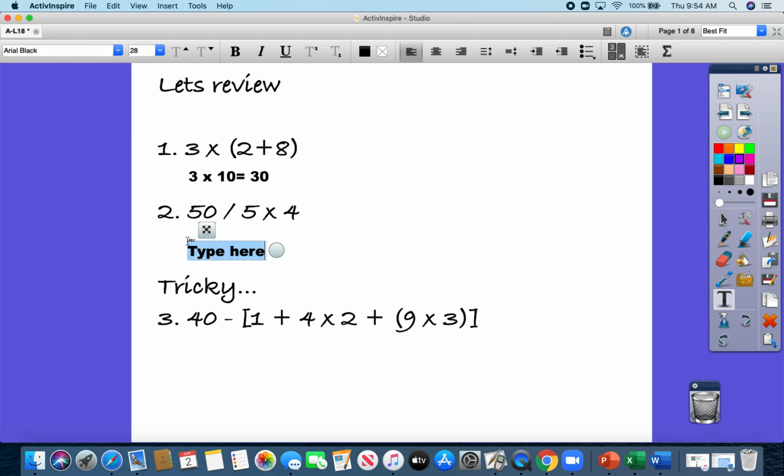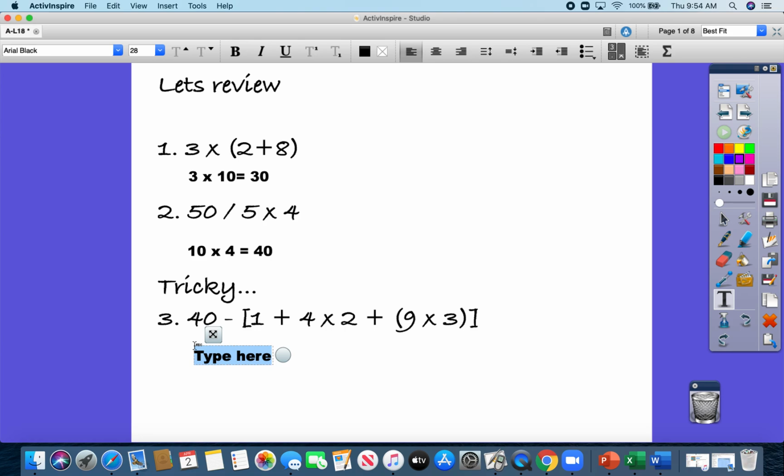Okay, down here, I've got 50 divided by 5 times 4. Now, at first, you might think I'm going to multiply first, but that would be incorrect. Because remember, divide and multiply, even though multiply comes first, they are left to right. So I'm actually going to divide 50 divided by 5 first and get 10 times 4, which equals 40. Okay, yes, this one is tricky.